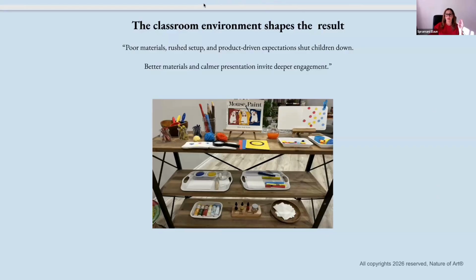Another thing is the classroom environment shapes the result. And so this is a cute little setup. I like to set up teaching primary colors, but poor materials, rushed setup, and product-driven expectations shut children down. Better materials and calmer presentations invite deeper engagement. So, having things available for children to experiment, and not focus on the end product, just really having an opportunity to look at the things closer.